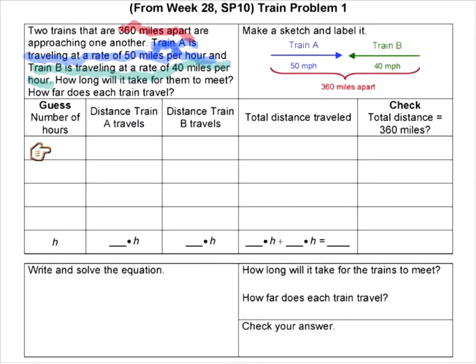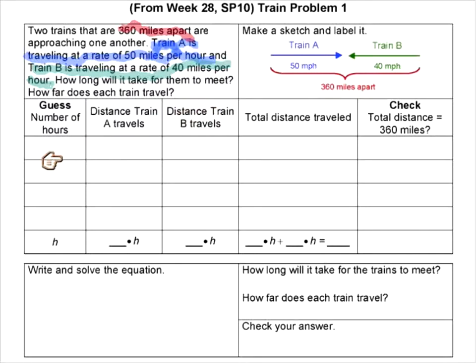Let me ask you this, and you type your answer in the chat box real quick. If train A is going 50 miles per hour and train B is going 40 miles per hour, how long did they travel altogether after 1 hour? Right. So is 1 hour a reasonable number? No. So yeah, it's too small. What about after 2 hours? Do you think that would be enough?